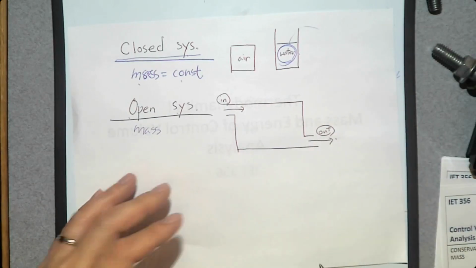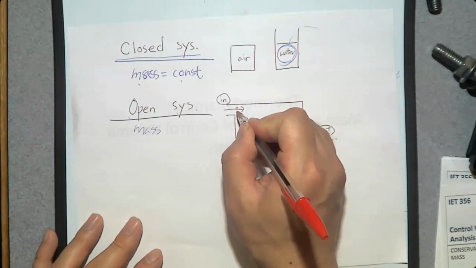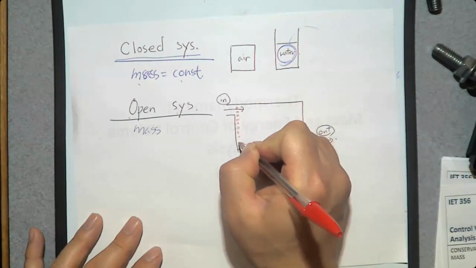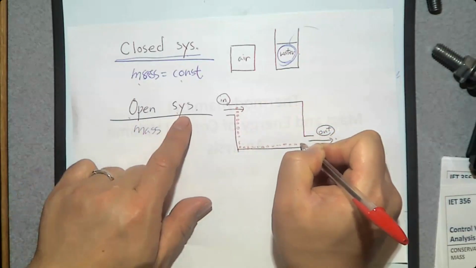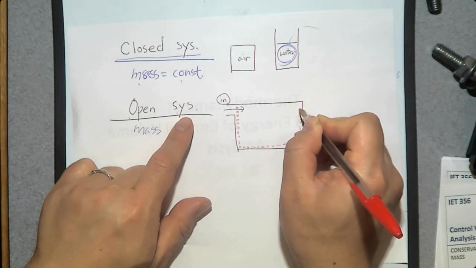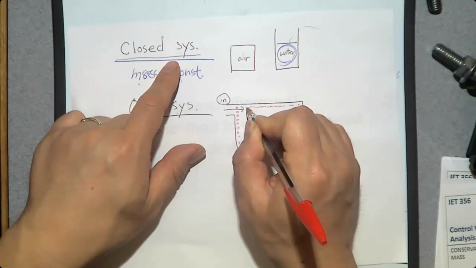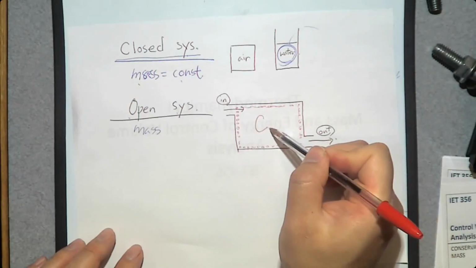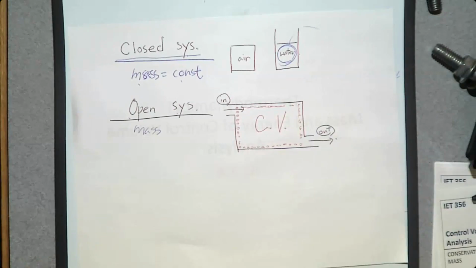And since we don't have a constant mass, we are going to study this volume, that is control volume analysis. So an open system is called control volume analysis. A closed system is called control mass analysis. Okay, this one is control volume. Then, what do we want to study? We always want to study, number one, the first law of thermodynamics.